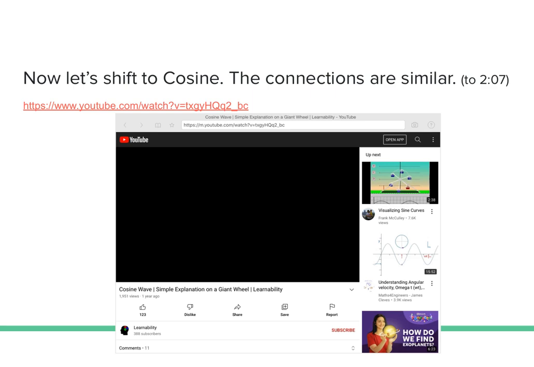On a position versus time graph, with the minutes marked, from the start position, in 5 minutes, you'll reach the middle of the giant wheel. In 10, you'll reach the bottom of the wheel.